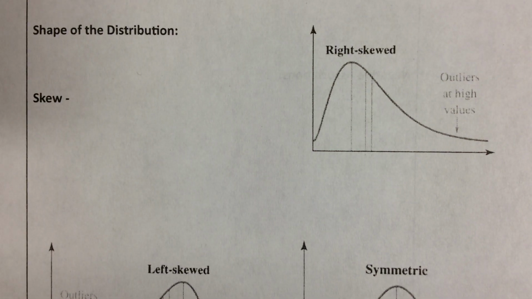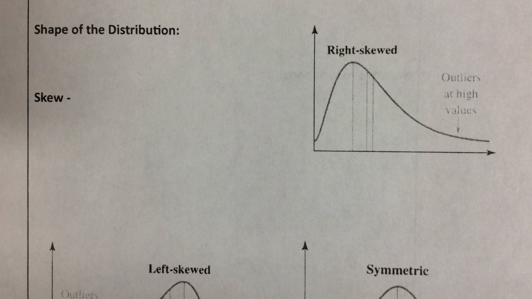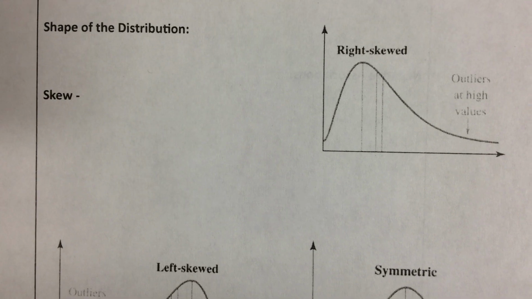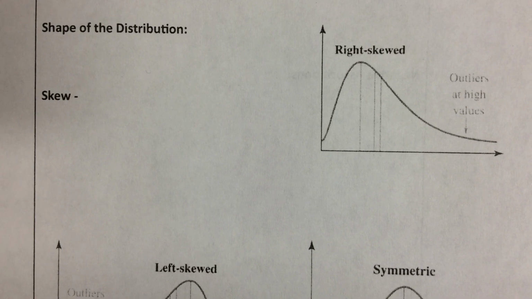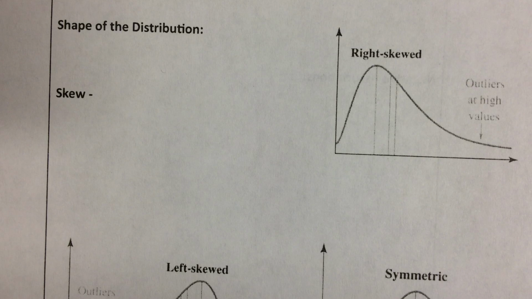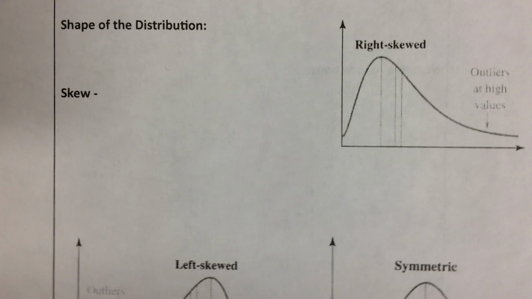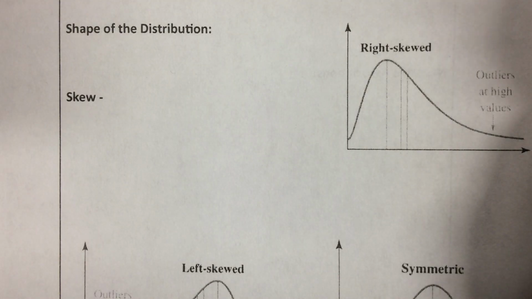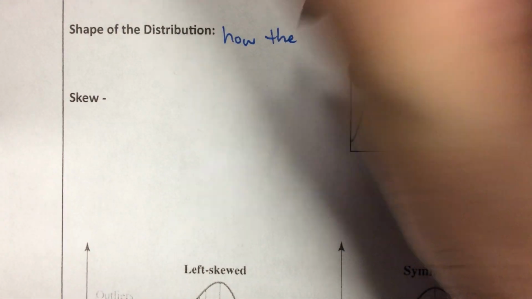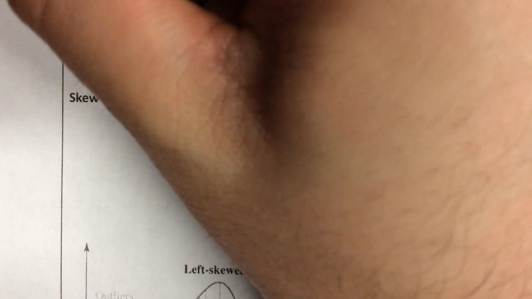Today we're going to be learning about the shape of distributions. Now, this is generally going to be used with either dot plots, box plots, or histograms, and whether or not it's grouped to the right or the left or in the middle. So the shape of a distribution, if it talks about the shape, it's just how the data is grouped.